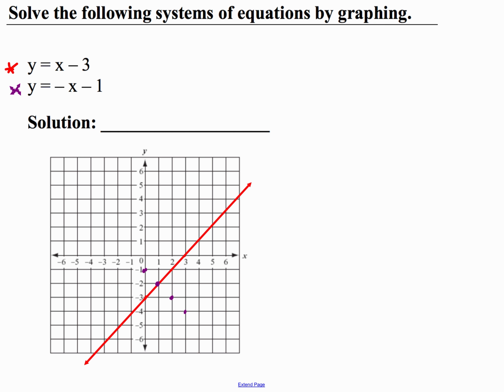If I grab out my line tool, and then I draw a line through this, now I can see graphically where those two lines meet and know that that's my solution. So here I can see that the solution to both equations is going to be (1, negative 2).